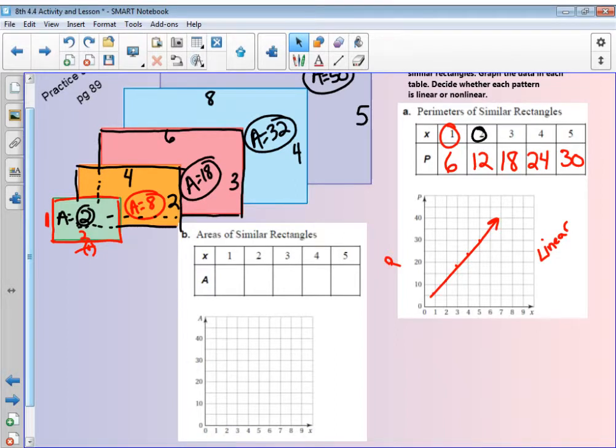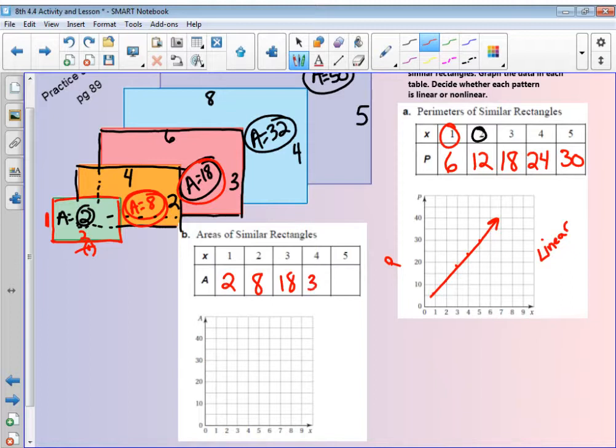Let me shift this over. Okay, so I'm going to go ahead and graph my information. Well, I need to fill in my table. So when my x was 1, my area was 2. And when my x was 2, my area was 8. When x was 3, my area was 18. And then 4 and 32, and 5 and 50.